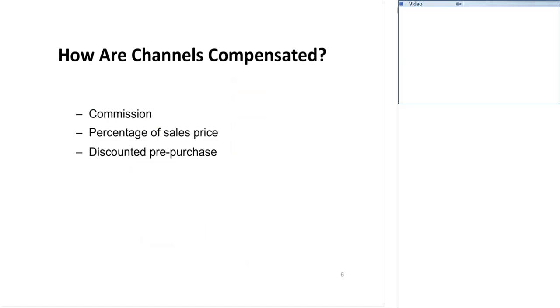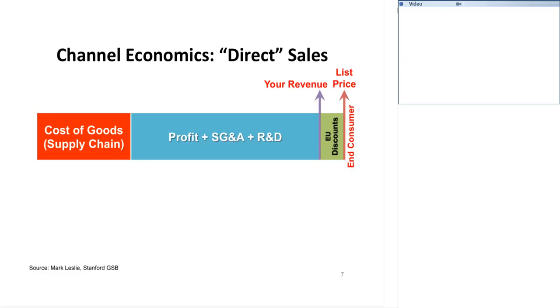There's also something called discounted pre-purchase, and that means they buy from you, but often that gets into something where they have the right to return, and we'll talk a little bit more about that. But one thing to think about is your channel affects the economics of your business, and let's just dive into one example of that on this slide. So if you do direct sales, if you look over on the right, your product will have a list price that you want to sell it to your end consumer.